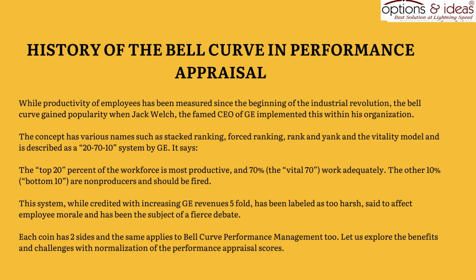It says the top 20% of the workforce is most productive, and 70%, the vital 70, work adequately. The other 10%, the bottom 10, are non-producers and should be fired. This system, while credited with increasing GE revenues five-fold, has been labeled as too harsh, said to affect employee morale, and has been the subject of a fierce debate. Each coin has two sides and the same applies to bell curve performance management too. Let us explore the benefits and challenges with normalization of the performance appraisal scores.